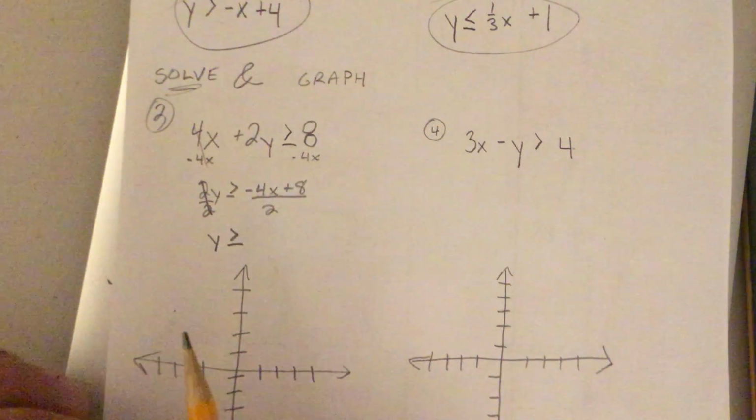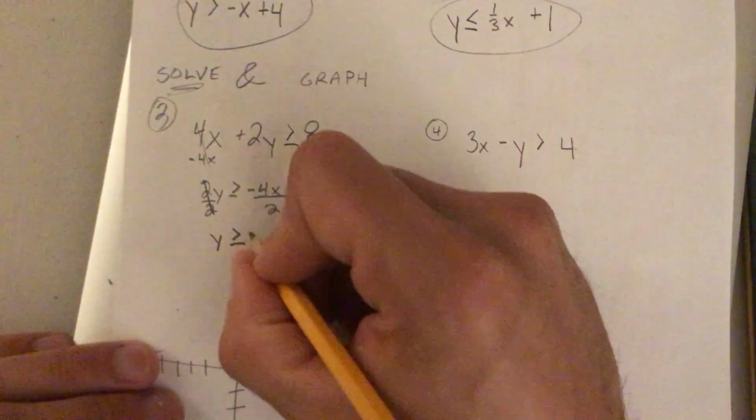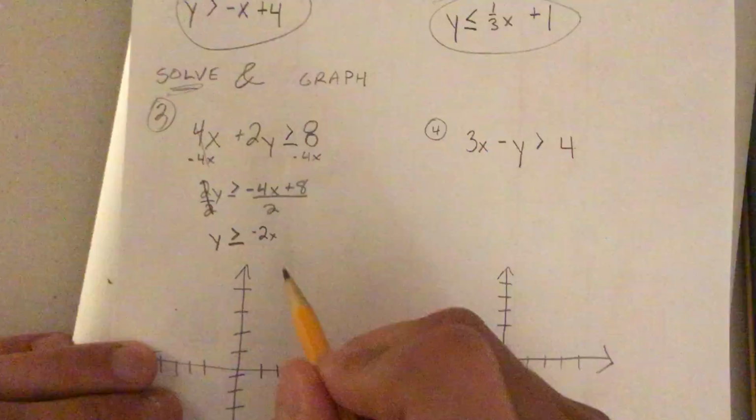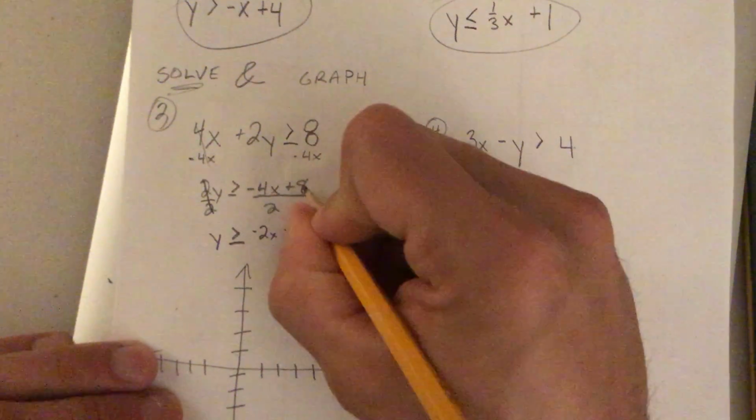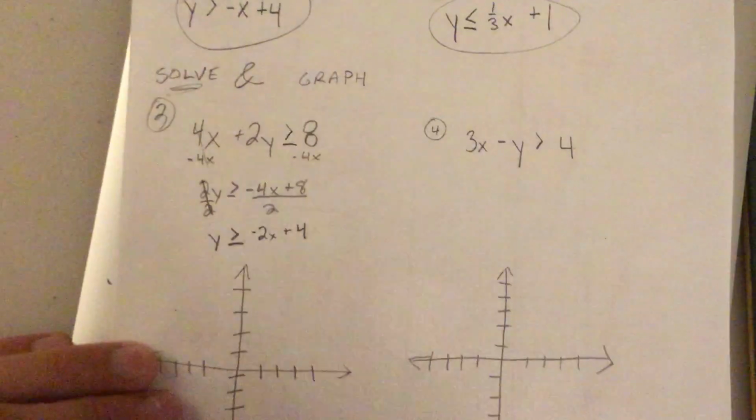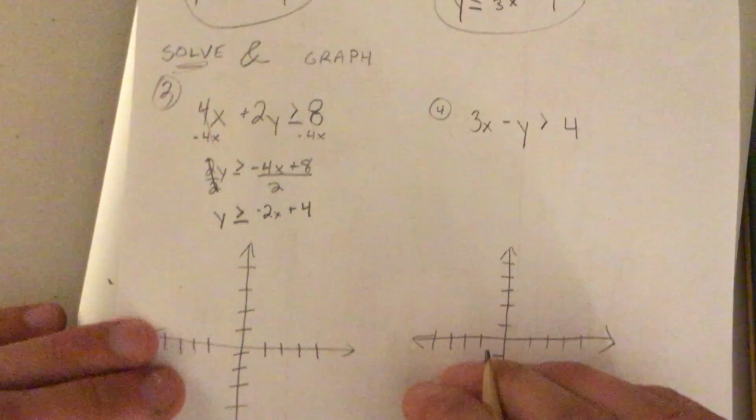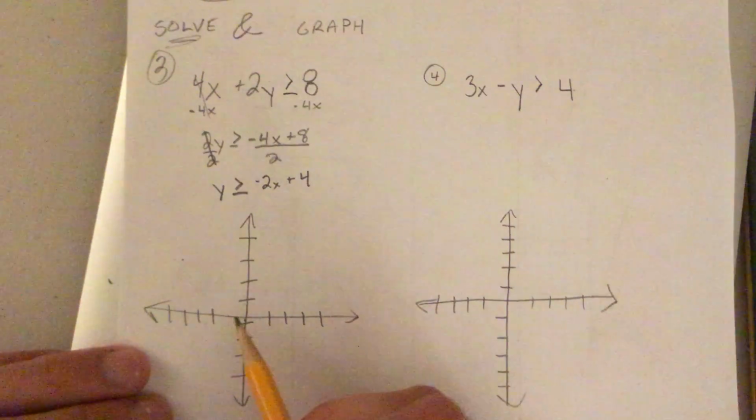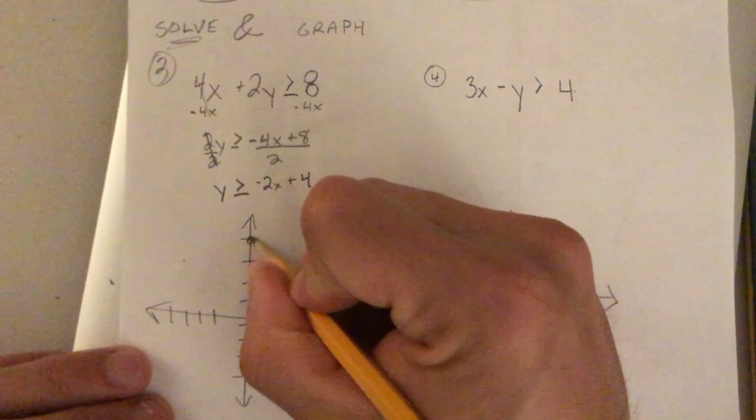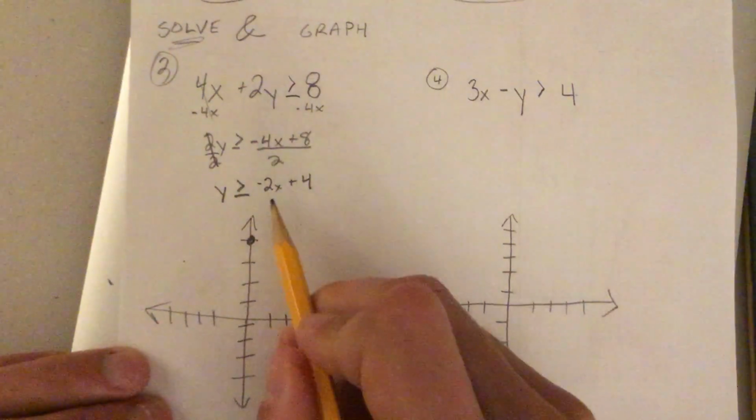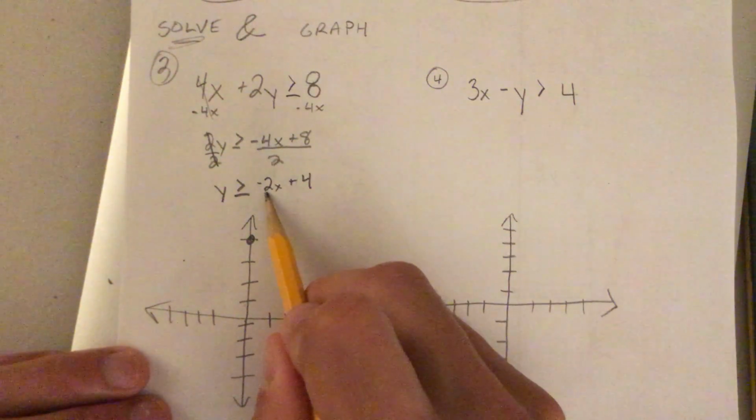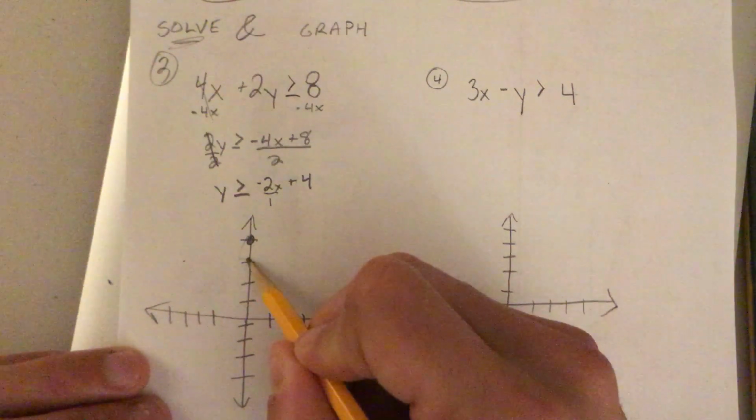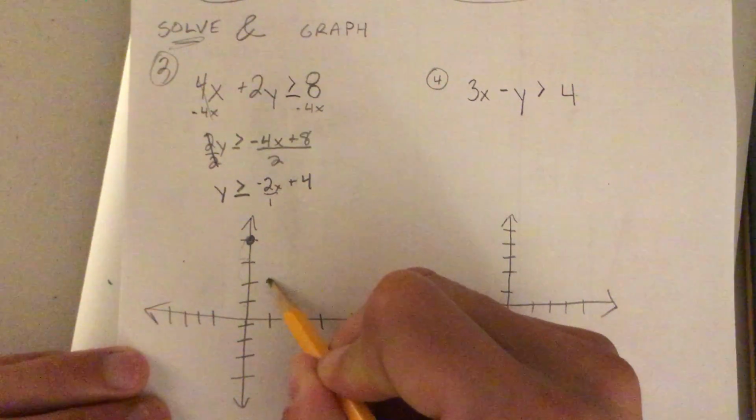We'll talk about that in a moment. Here we get negative 2x, because negative 4 divided by positive 2 is negative 2x, plus 8 divided by positive 2, positive 4. Okay. Please recall, when it comes to graphing, always start at the origin. We go up 4 because of our y-intercept, and then our slope is negative 2, specifically negative 2 over 1. So that tells us to go down 2, right 1.